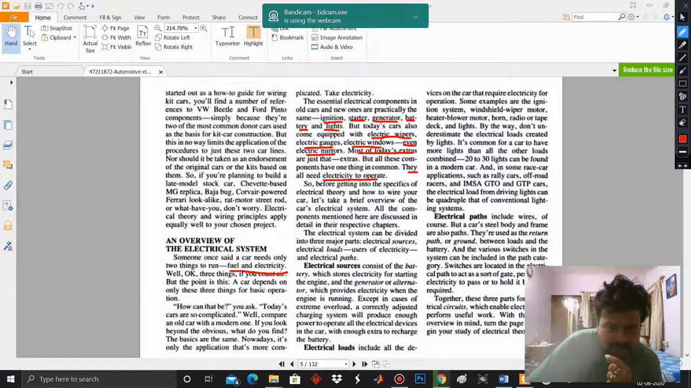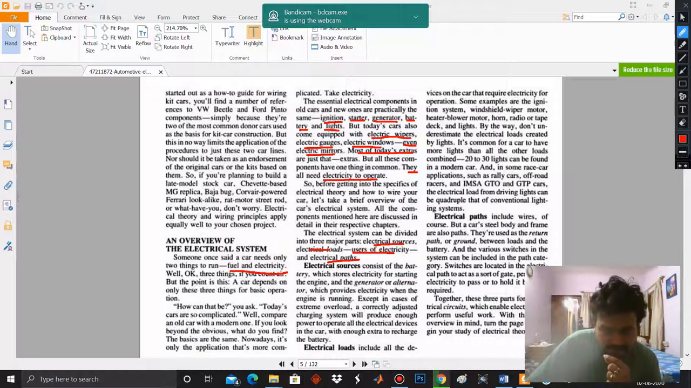So before getting into the specifics of electrical theory and how to wire your car, let's take a brief overview of the car's electrical system. All the components discussed here are covered in detail in their respective chapters. The electrical system is divided into three major parts: electrical sources, electrical loads, which are the users of electricity, and electrical paths.